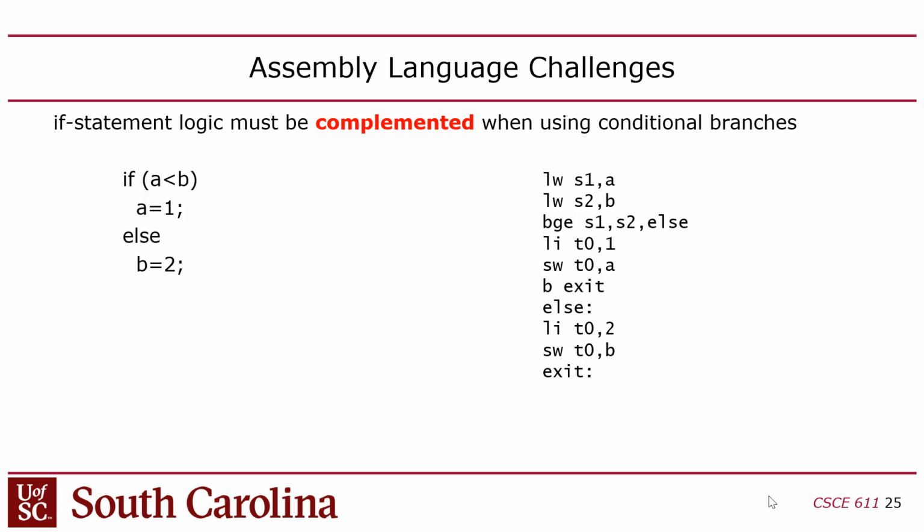Now, you could test to see if it's true, and then jump to another thing. You could make it more complicated and have the true clause be higher, but it's going to take more instructions. Generally, when you're translating high-level code to assembly, you just have to reverse the condition of your ifs.